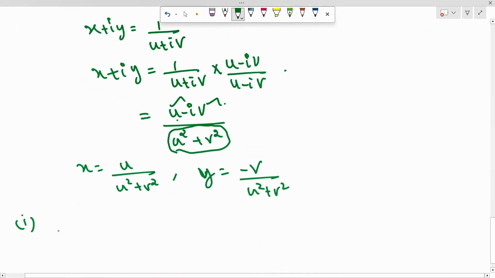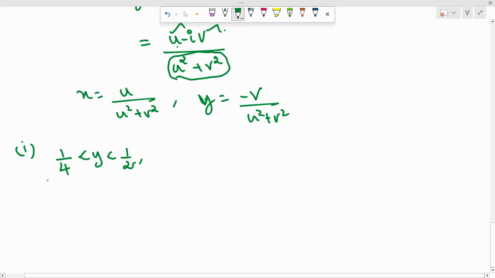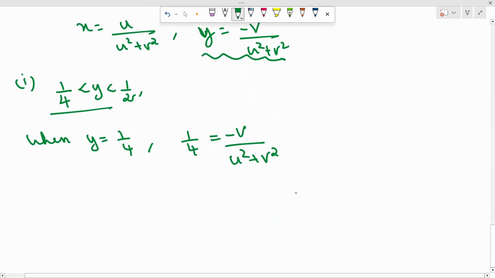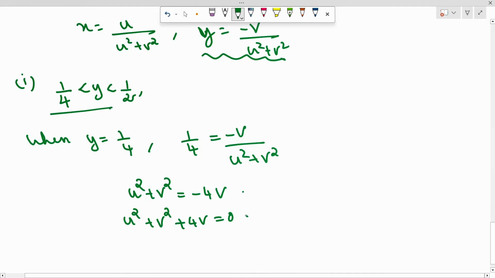The first one is 1 by 4 less than y less than 1 by 2. First we take y is equal to 1 by 4. Substitute y is equal to 1 by 4 in the equation: 1 by 4 is equal to minus v by u square plus v square. Simplify this equation. Taking cross multiplication, it will be u square plus v square is equal to minus 4v. Now we can write u square plus v square plus 4v equal to 0.